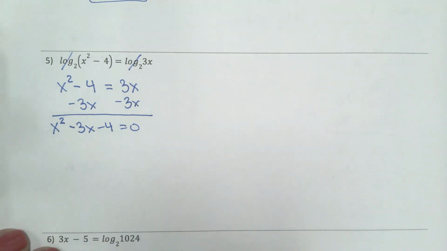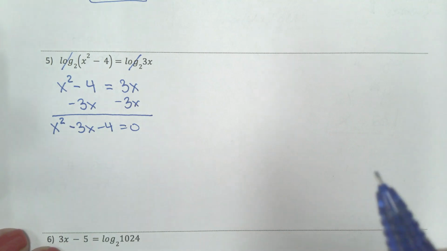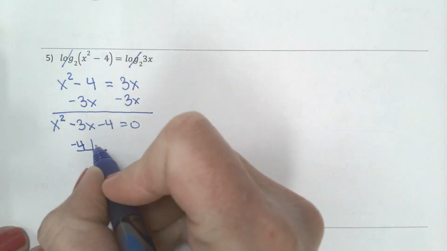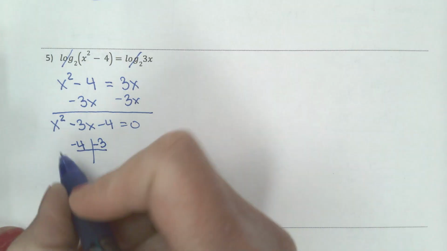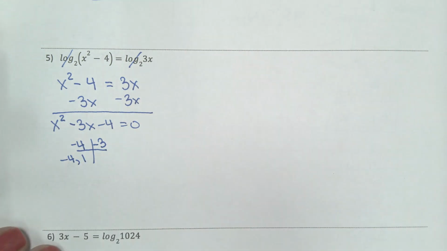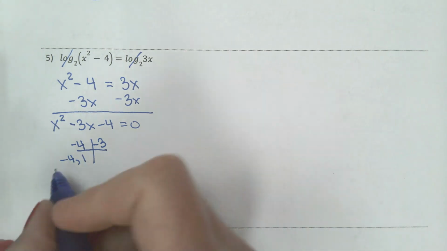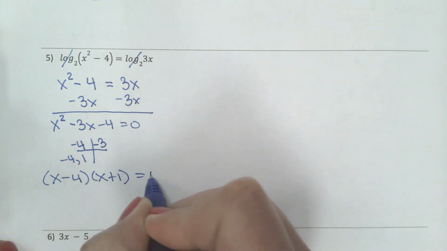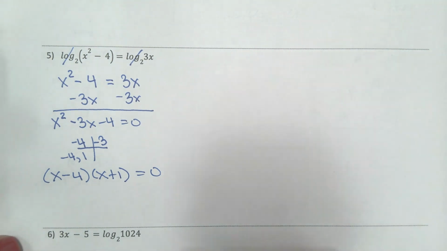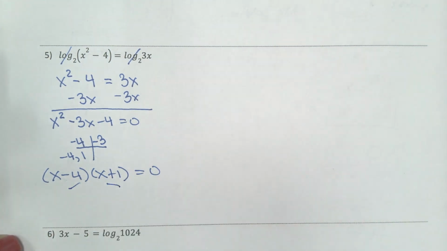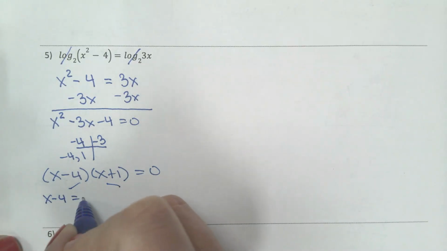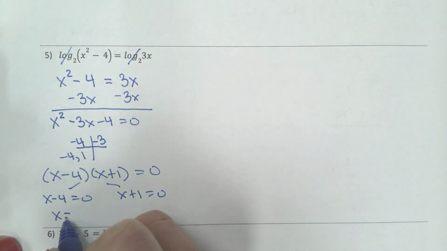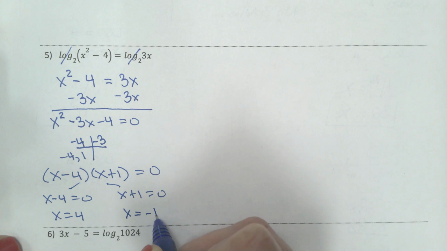Now I can solve this. We solve by either factoring or running the quadratic formula. So I'm going to factor this. I need factors of -4 that add to -3. So -4 and 1 are the correct ones. I write these factors out as x minus 4 and x plus 1 equals 0. Once you have them factored, you break them apart and set each of your factors equal to 0. And then I solved. So x equals 4 and x equals -1.